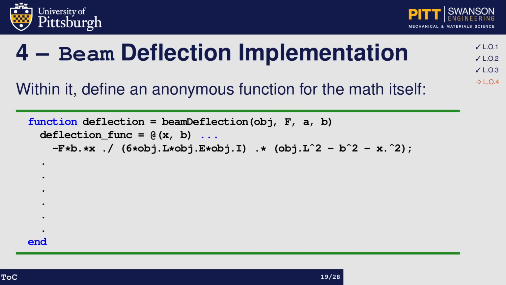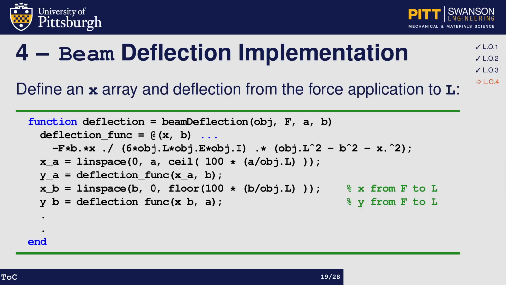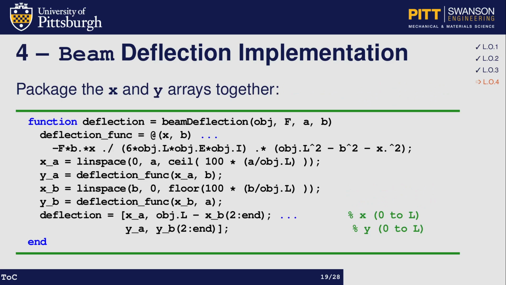First, we can write an anonymous function to represent the math equation itself, then define an X array from 0 to the application of that force at A, because that is the domain where the equation is valid. Then follow that up by evaluating the deflection function for that X array. But then we have to do the same thing for the opposite side of the beam. This step is necessary because the equation from before is only valid from the supported end up to the applied force. So we have to solve it in two sections like this and then combine those two domains together.